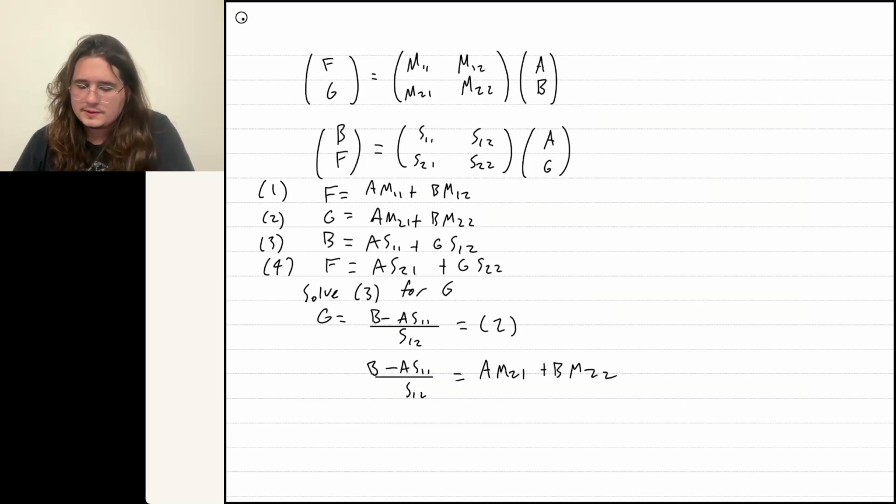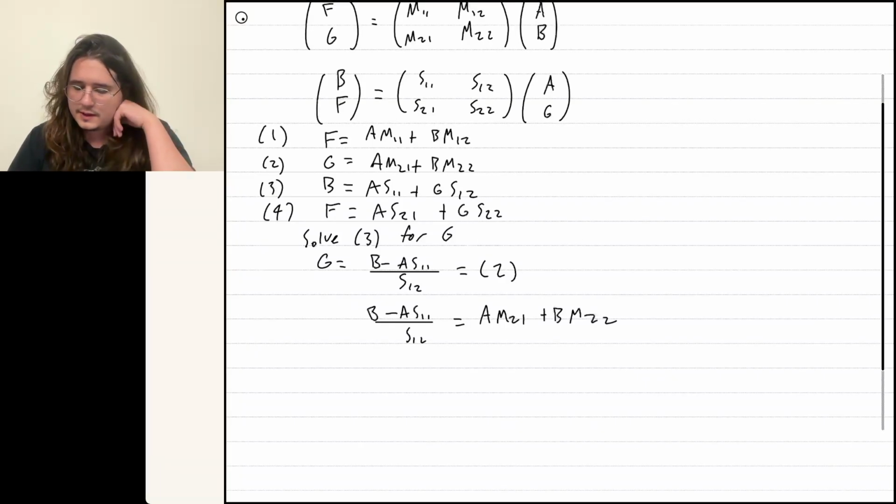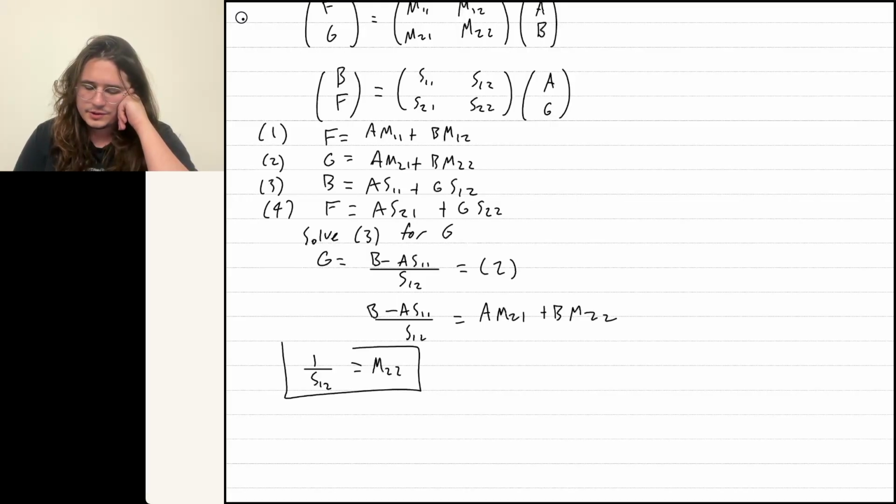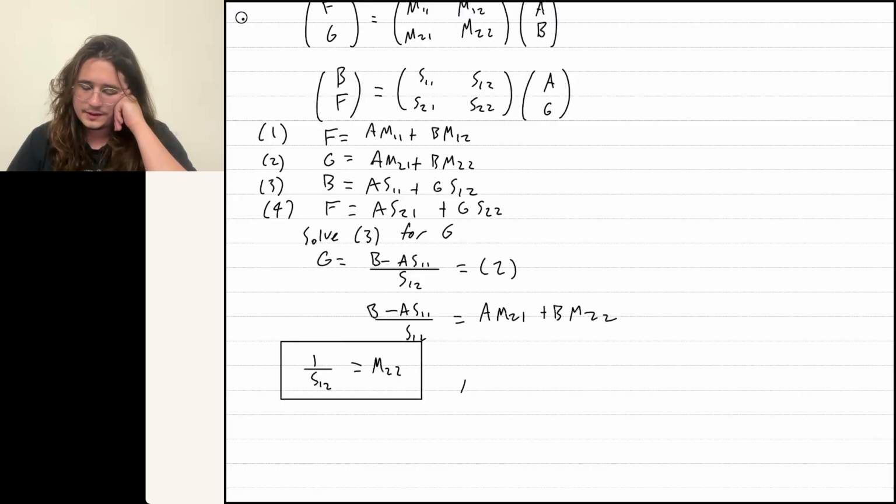So just comparing the stuff that's attached to the constants on either side, on the left-hand side, B is attached to 1 over S12, and on the right side, it's attached to M22. There's an equation. And then also see that on the left-hand side, A is attached to minus S11 over S12, and on the right-hand side, A is attached to M21. There's another equation.